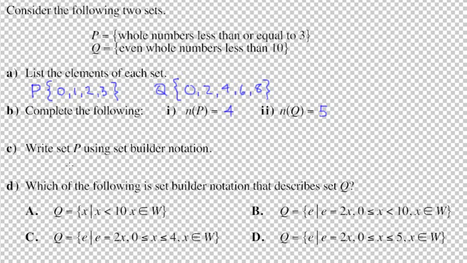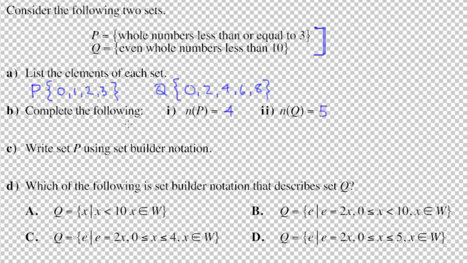Now, write set P using set builder notation. Set builder notation is kind of like the way that we write a domain when we're talking about a function. It's a way of taking this definition and turning it into a series of symbols so that it describes the rules for the set. If you want to belong to set P, you have to be a whole number, and you have to be less than or equal to 3.